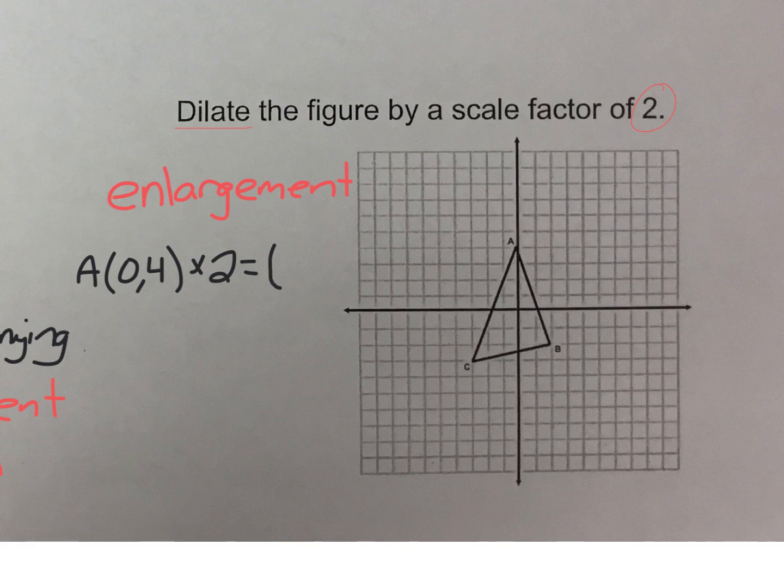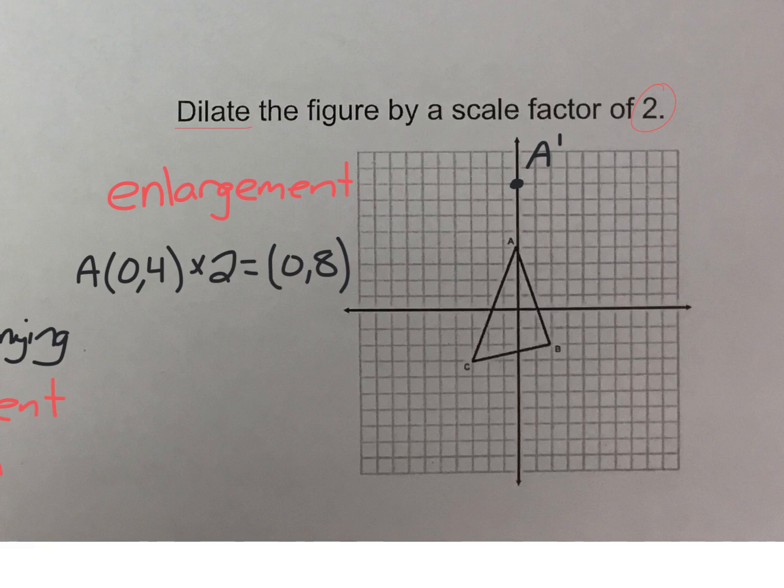So if I multiply by 2, we're going to take each term times 2. Remember parentheses? Kind of the distributive property, remember way back when? So 2 times 0 is 0. 2 times 4 is 8. That's my new A term. Go graph it. What do I label my new points? A prime. Yep, A prime.